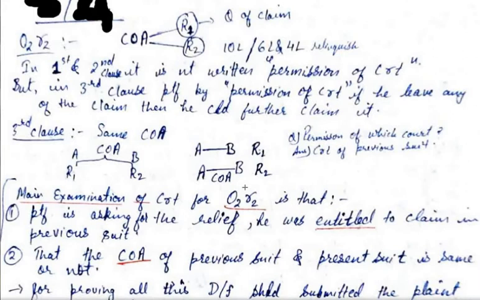ठीक, अब मान लो डिफेंडेंट ने ऑब्जेक्शन लगाया था दैट ऑर्डर 2 रूल 2 विल अप्लाई. Suppose the defendant raises the objection that Order 2 Rule 2 will apply, but he does not produce the copy of the plaint of the previous suit.